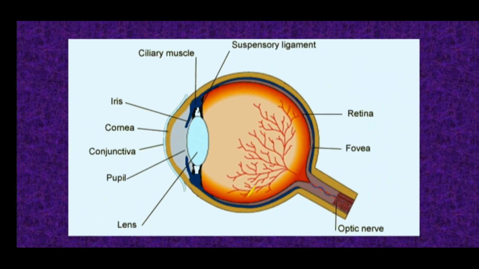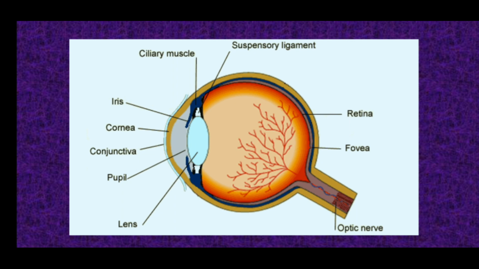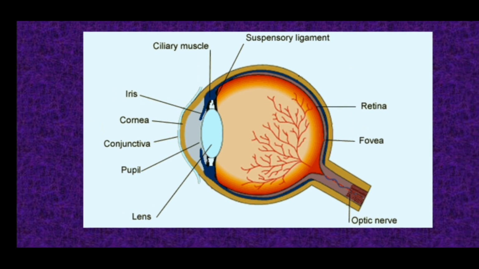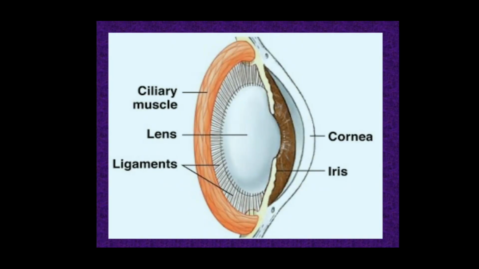So here you can see the major parts that we have discussed so far. That is the iris, then the cornea, conjunctiva, and pupil. In this picture you can clearly see the iris, cornea, conjunctiva and pupil. Now let's see the next modification of the choroid layer, that is the ciliary muscle and ligaments. Ciliary muscles and ligaments are two structures that hold the lens in position.